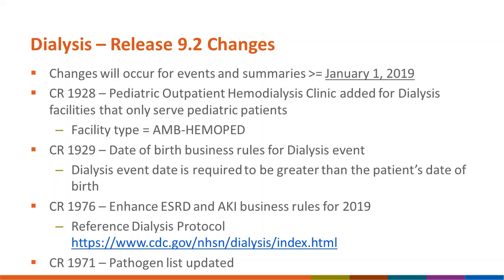For CR 1929, the dialysis event date is required to be greater than the patient's date of birth. CR 1976 includes enhancements to the business rules for ESRD and AKI. Please refer to the dialysis protocol for details. CR 1971 is the pathogen code updates that Ahmed presented earlier. Next slide.